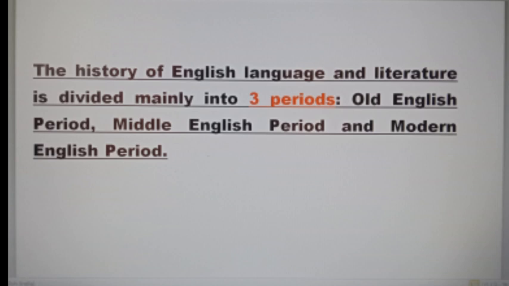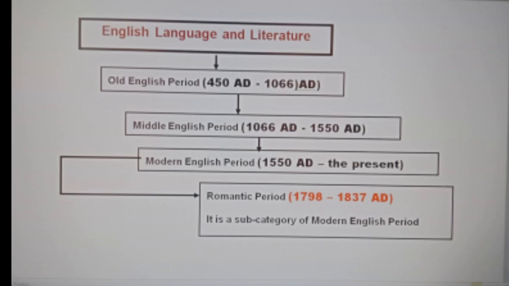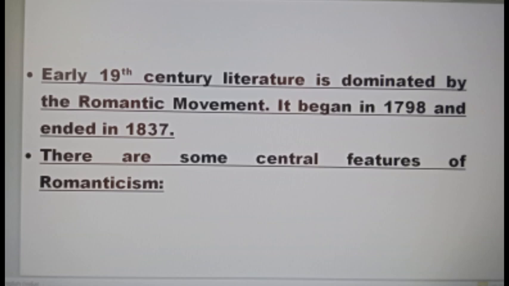The history of English language and literature is divided mainly into three periods: Old English period, Middle English period, and Modern English period. Old English period, 450 AD to 1066 AD. Middle English period, 1066 AD to 1500 AD. Modern English period, 1550 AD to the present. So the Romantic period is a subcategory of Modern English period. Romantic period spans from 1798 AD to 1837 AD.